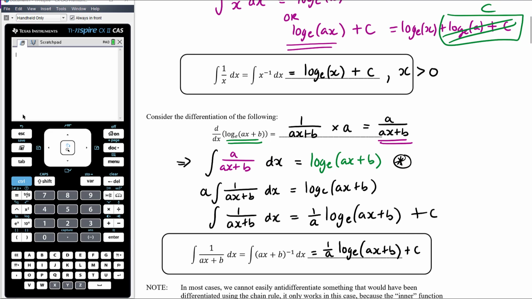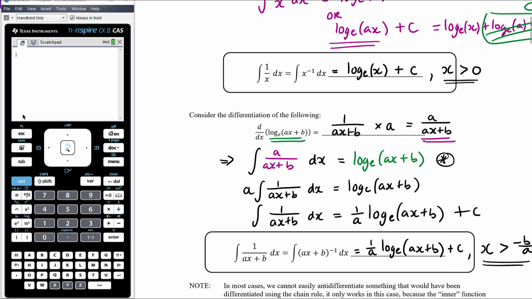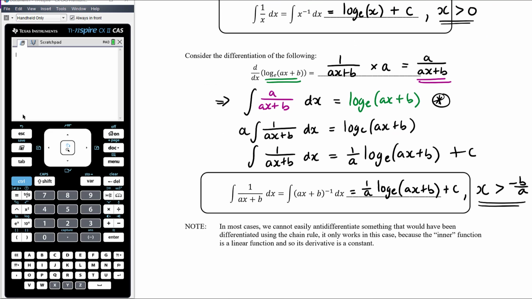And that will be only true if x is bigger than negative b on a. Okay, it's a similar restriction to the one I added in up here. It's an important one. I'll talk a little bit more about that. Again, what we've done here is essentially undone the chain rule. We can only come up with a formulaic rule for that if the inside function is a linear function. So if this was log e of x squared, we couldn't think through this process in the same way. We would need more complicated techniques which are beyond the scope of what we're going to cover.